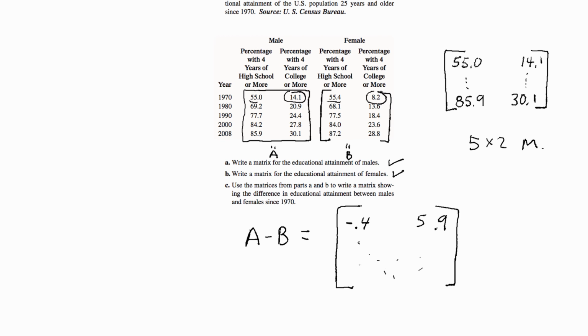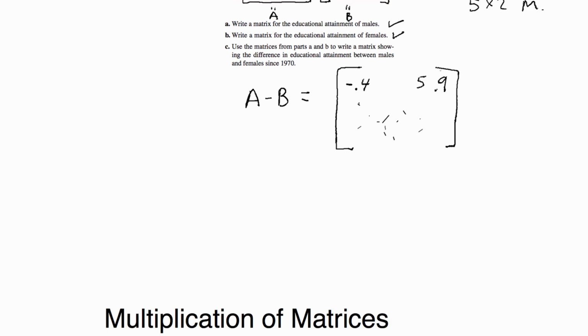So you can express the difference in their educational attainment also in a matrix. And then we need to make sure that we understand what the entries in the matrix mean when we translate them back into the real world for application. So that's in a nutshell how you add and subtract matrices.